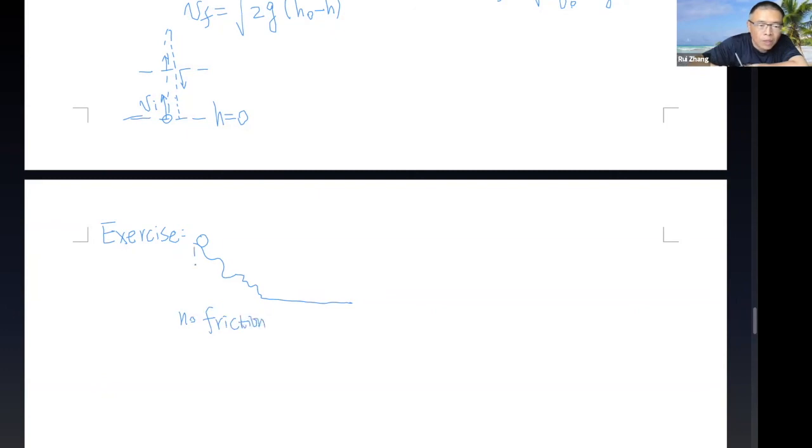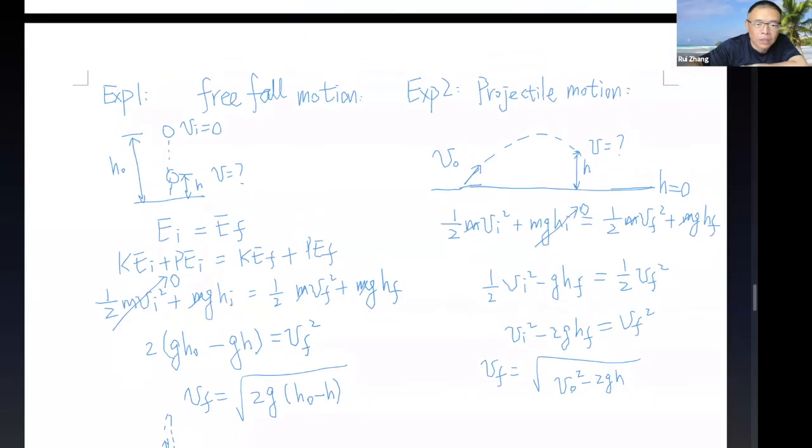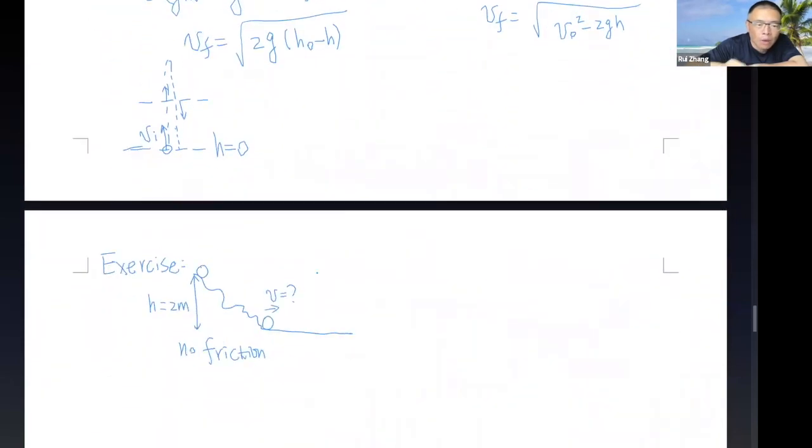And then we know the initial height here. Let me give a number: the initial height is 2 meters. So let's try to calculate the speed of the ball when it reaches the ground, using energy conservation, just like we did in these two examples. The mass is not given because it cancels out. But if you want, you can plug in a mass equal to 1 kilogram or whatever mass you prefer.